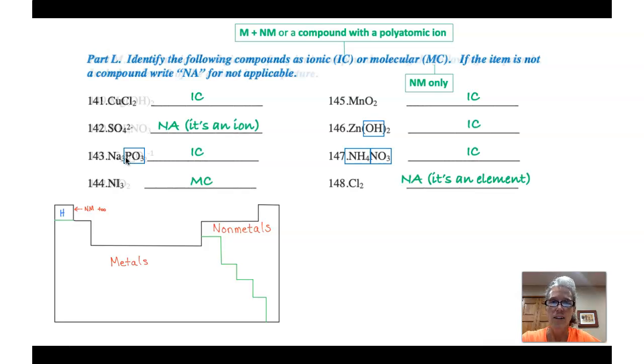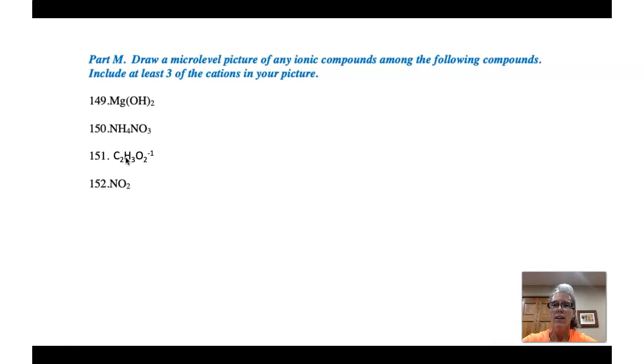Okay, so moving on, let's start drawing some pictures. Here I'd like you to draw a microlevel picture of any ionic compound among the following compounds. If it's not an ionic compound, don't draw it. And include at least 3 of the cations in your picture. Okay, so pause the video and sketch out your answers and join me when you're finished.